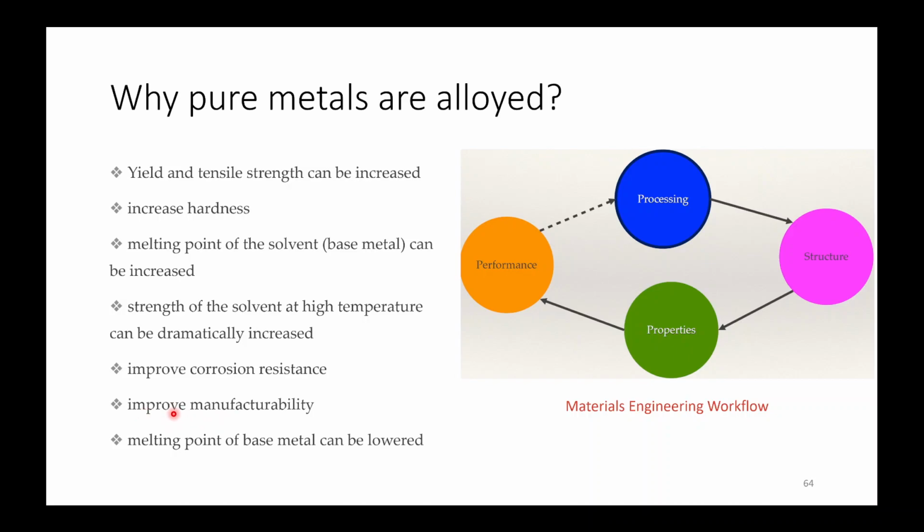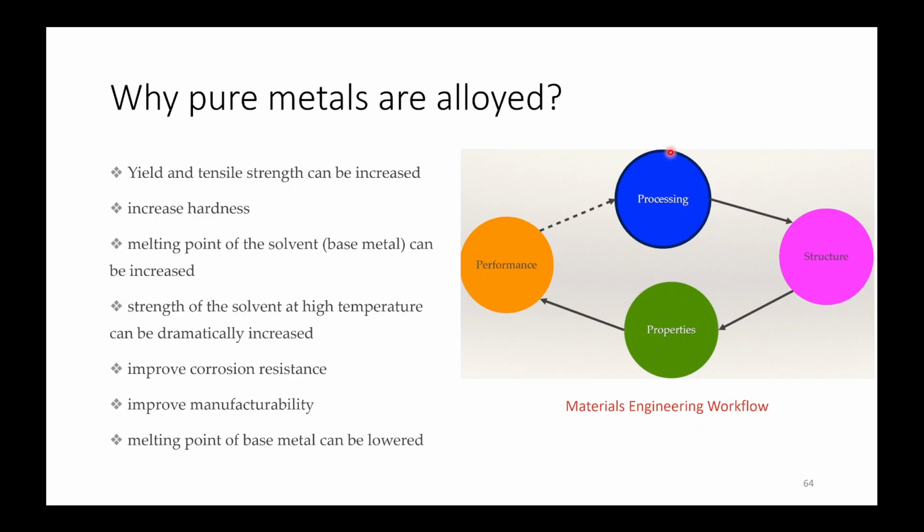For example, if you are reducing the melting temperature, if you are making some eutectic mixture, then for example in cast iron, it is improving its manufacturability. And this is your materials engineering workflow.